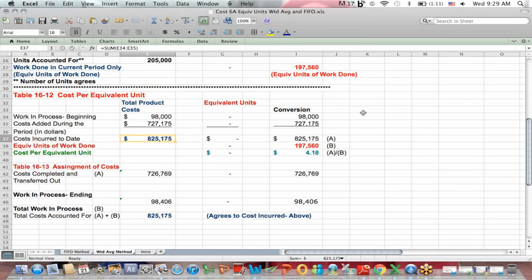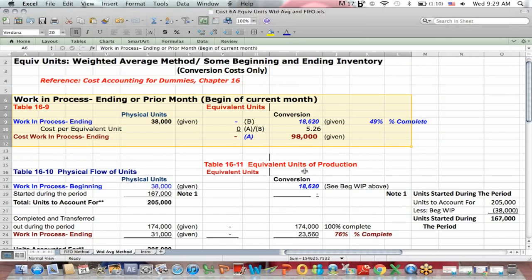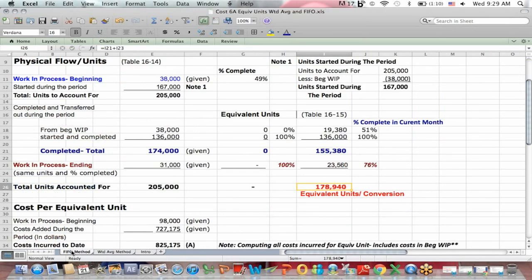So the difference is that with weighted average, we compute equivalent units of production separately and add that into the chart here. Whereas with FIFO method, assuming that the first units in are sold first, we calculated the beginning work in process equivalent units down here.